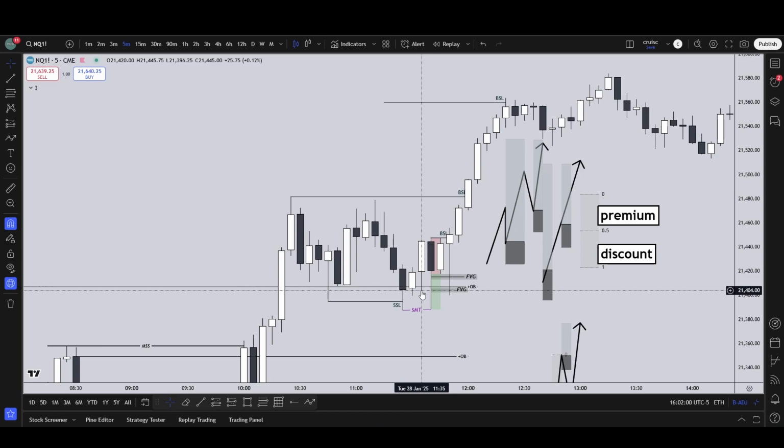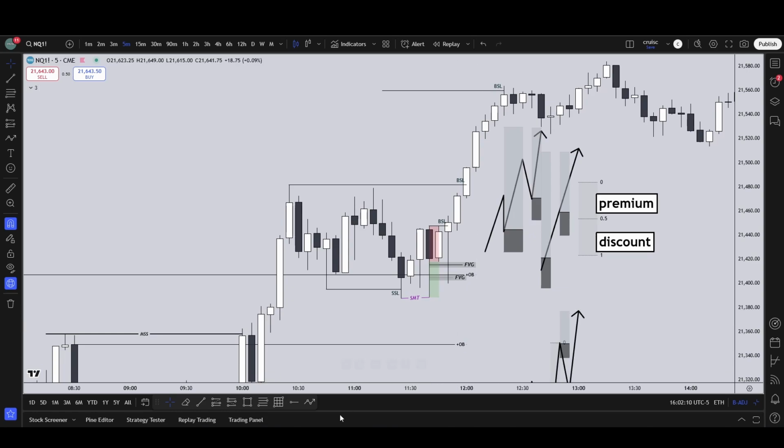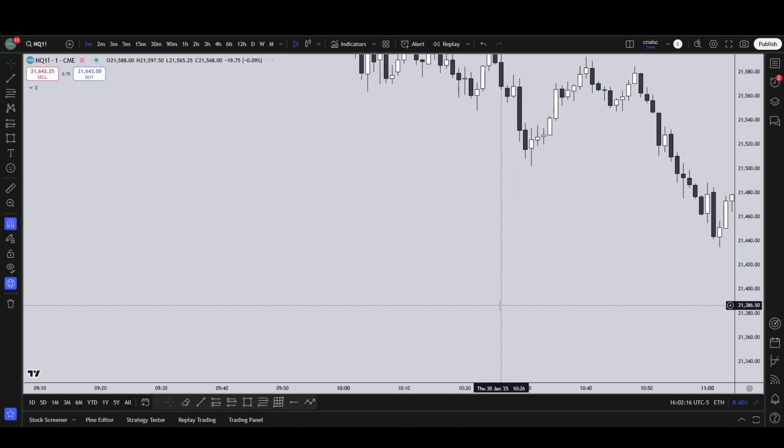Then we get into 11:35 or 11:30. We get two 5-minute candles above, and then we see we pull back once more with the sell side, as well as we're in a fair value gap. So we're in a 5-minute fair value gap. And now we're going to scale into the 1-minute chart.